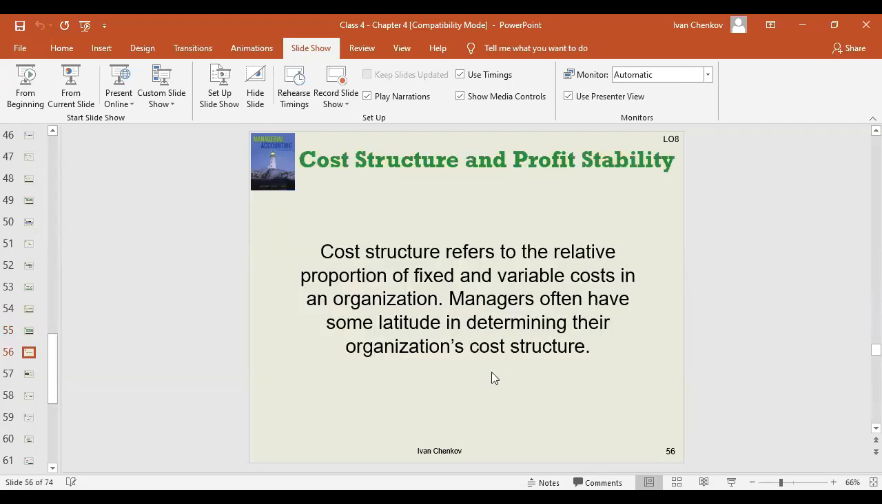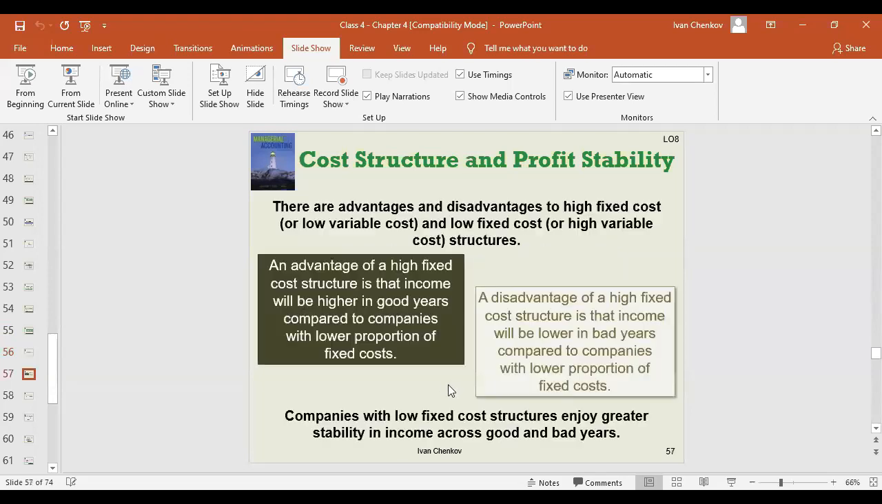Now for the cost structure, you have to understand that cost structure basically represents a relative proportion of the fixed and variable cost in the company. So as a manager, you have some ability to change that cost structure. How can we change the cost structure? To increase the variable cost and increase the fixed cost. That will be one way.